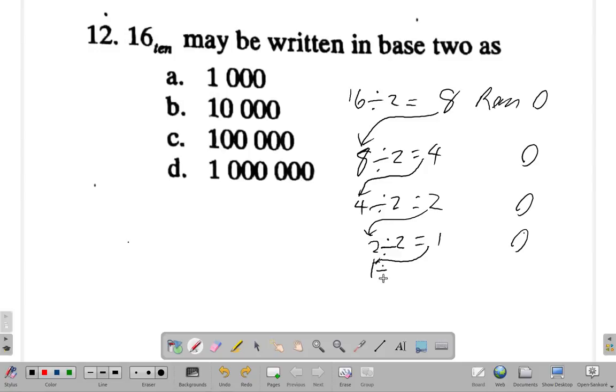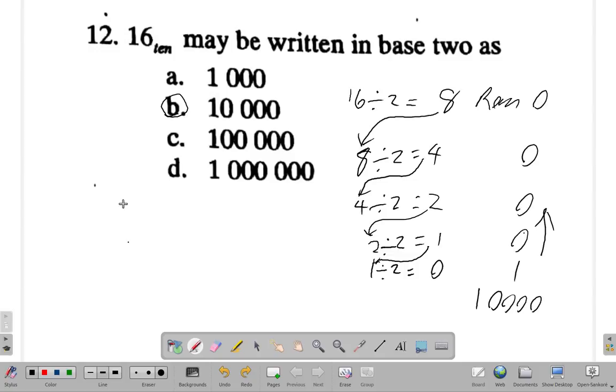I bring down the 1. 1 divided by 2, I can't, so I put 0. Remainder is 1. And I read up. So I have 1 and 4 zeros. Alright, so it seems like this is B, 1 and 4 zeros. But let's look at it another way.